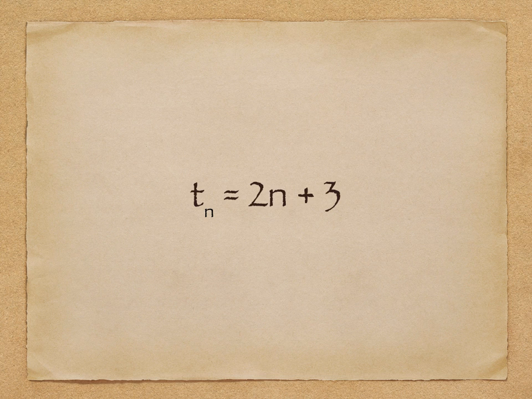So the formula for this sequence is Tn, which means any term can be found by doing 2 times the term number plus 3. Okay, so if we were to do n is 1, we're looking for the first term. We put in 2 times 1, which is 2, plus 3 is 5.